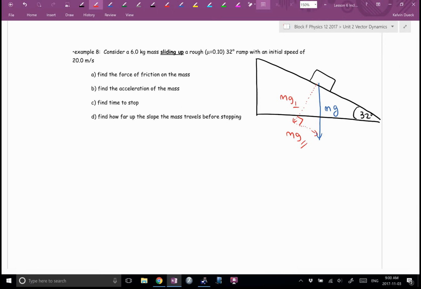What else? Are we sinking into the ramp like quicksand? Are we flying into the ramp into the air like Superman? There's got to be some kind of a normal force. What else? Paige, is there friction in this question? Yeah. Both the word rough and the fact that I gave you a mu in the question.